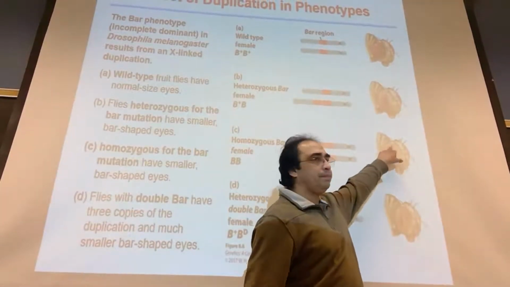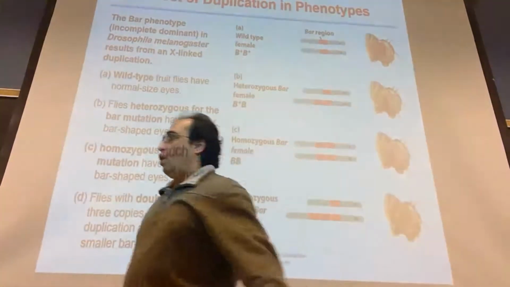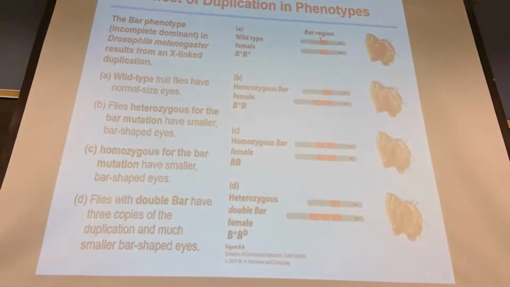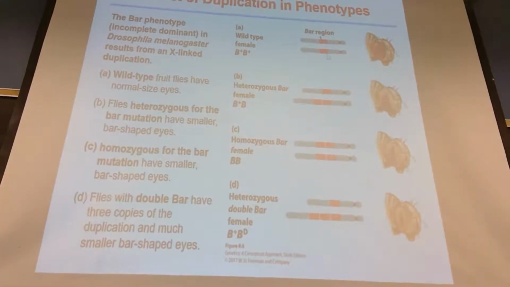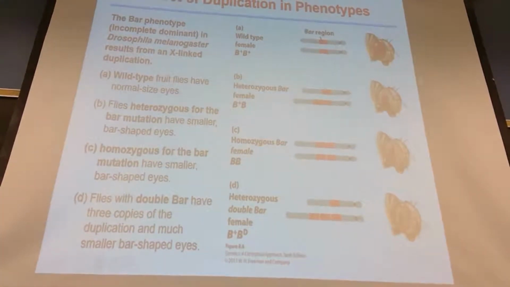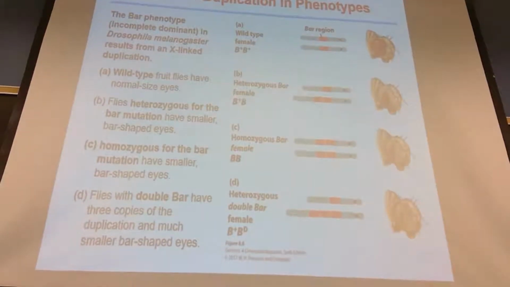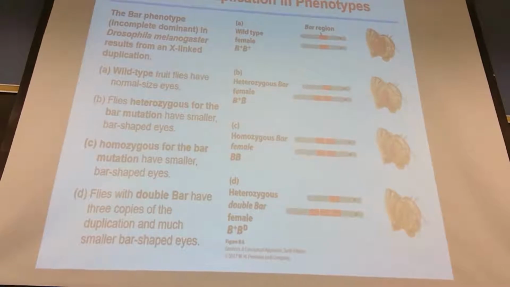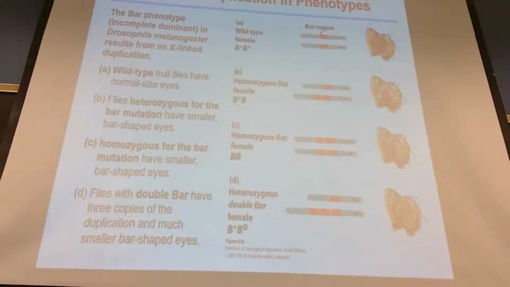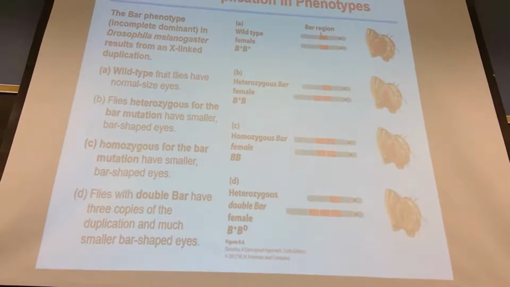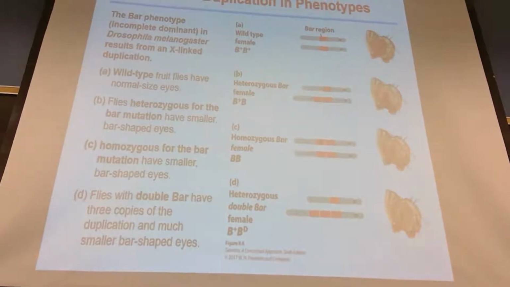This is the bar eye. What is happening is that in the wild type female, the bar region is normal, there is no problem, so it is a normal eye. Dosage compensation. Okay, one is in high dose, another is in low dose. In such case, we can find this kind of little bit smaller eye, bar eye. Rather than round eye, it is bar eye. That's why it is called the bar mutation.